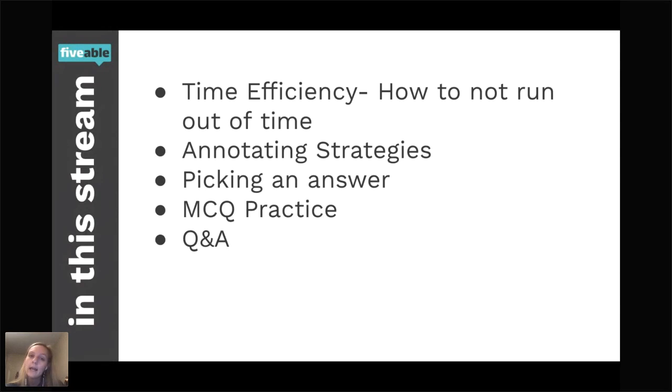And then picking an answer, which is the hardest part and most important part of the entire multiple choice section. I'll just go through some things, like trying process of elimination, and just trying to pick the best answer that you possibly can with what you're given.